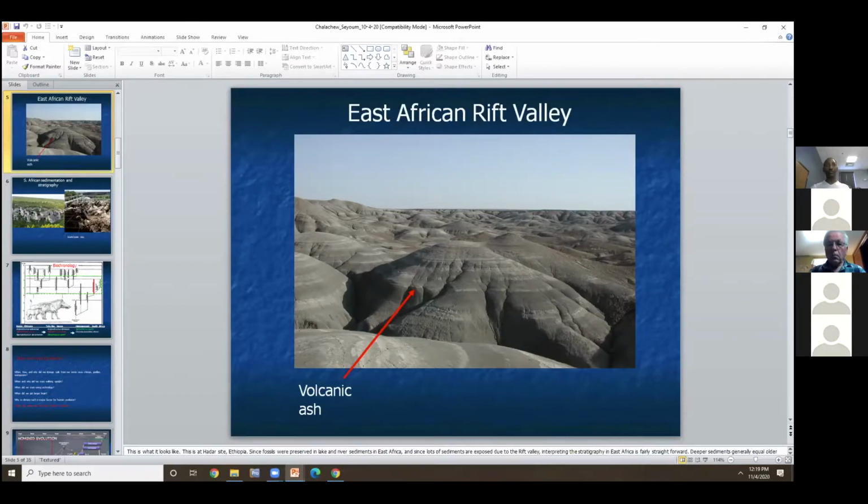Again, these ashes which erupted from volcanic eruptions gave us the chance to date the fossil deposits in Eastern Africa well.